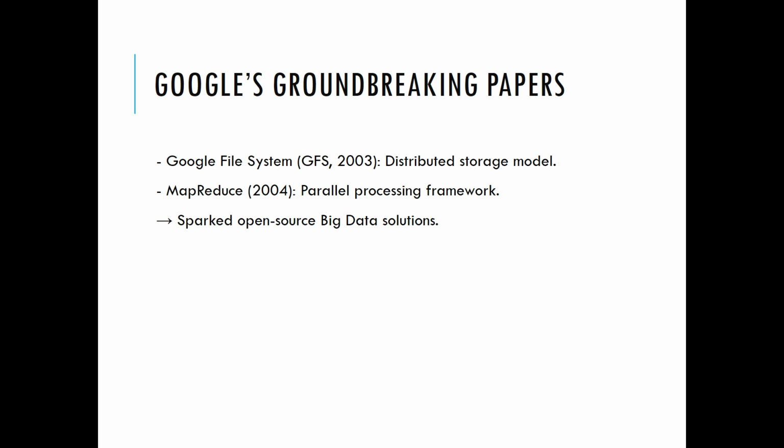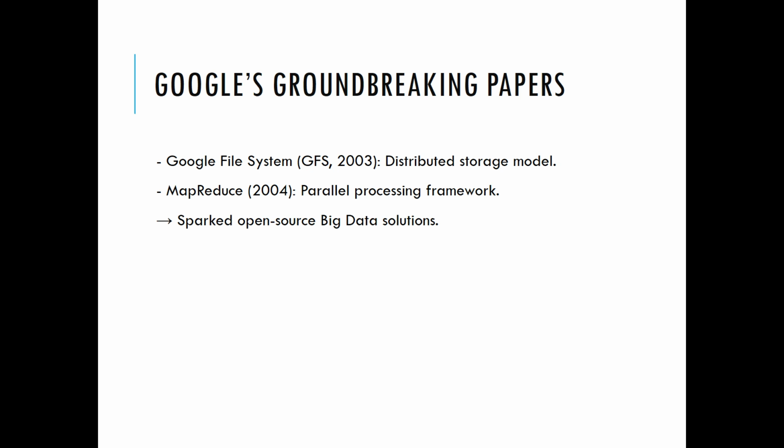MapReduce, 2004. This paper described a programming model for parallel processing of vast datasets across thousands of machines. It abstracted the complexity. Developers wrote simple map and reduce functions, and the framework handled parallelization, distribution, task scheduling, and crucially, fault tolerance, automatically restarting failed tasks on other nodes.